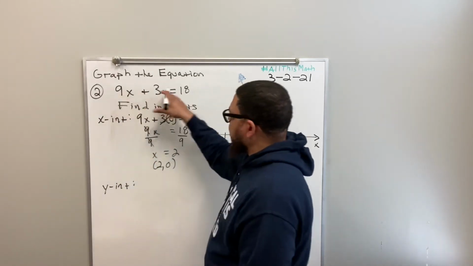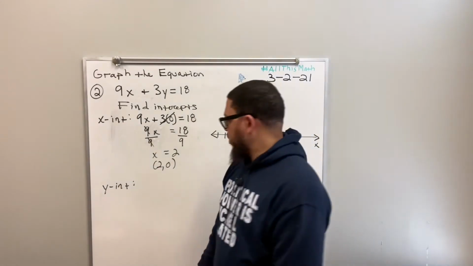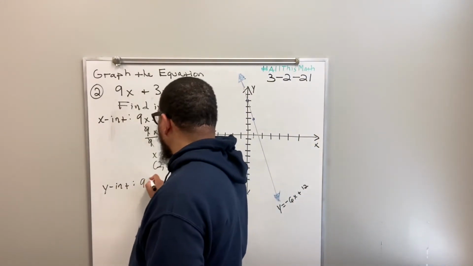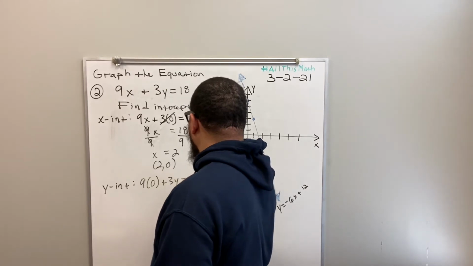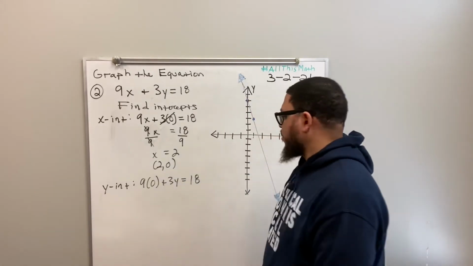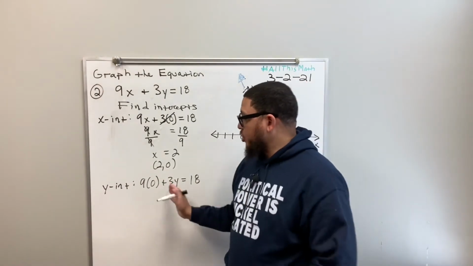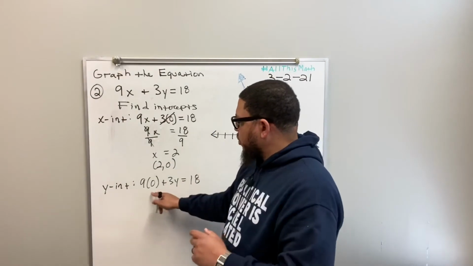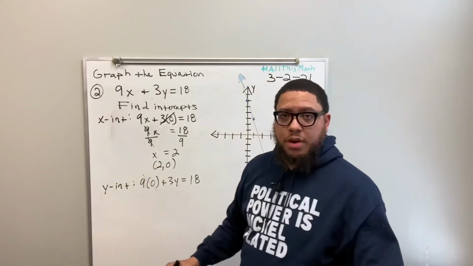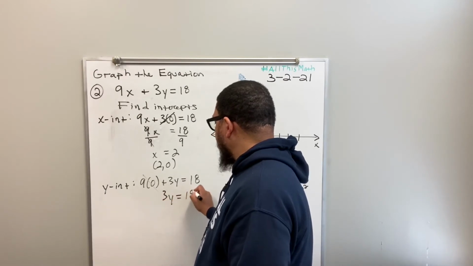Go back to the original equation. Replace the x with a 0 and then solve for y. So now I got 9 times 0 plus 3y equals 18. Sorry, that 8 looks a little sloppy, but it's cool. Now, I'm going to solve for y. First, I need to simplify. I need to do 9 times 0. 9 times 0 is just 0. Now I'm left with 3y equals 18.